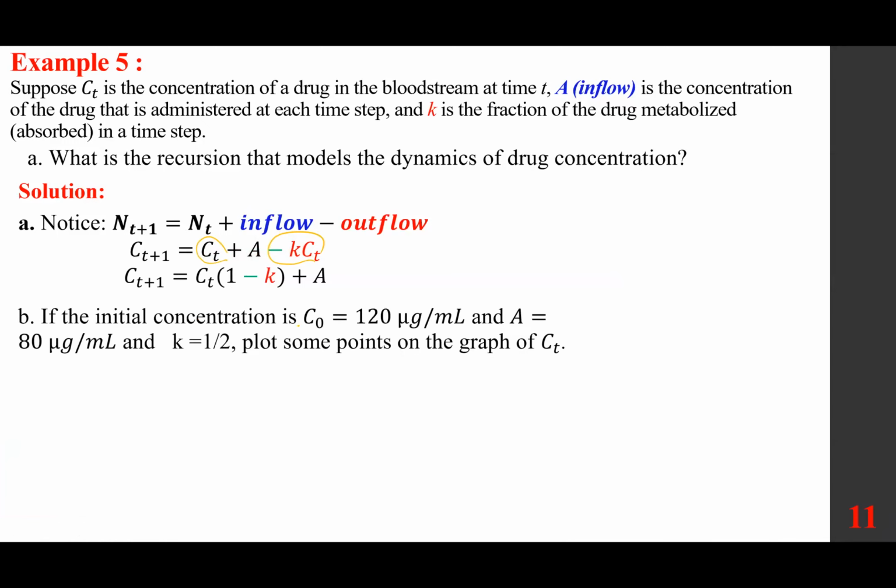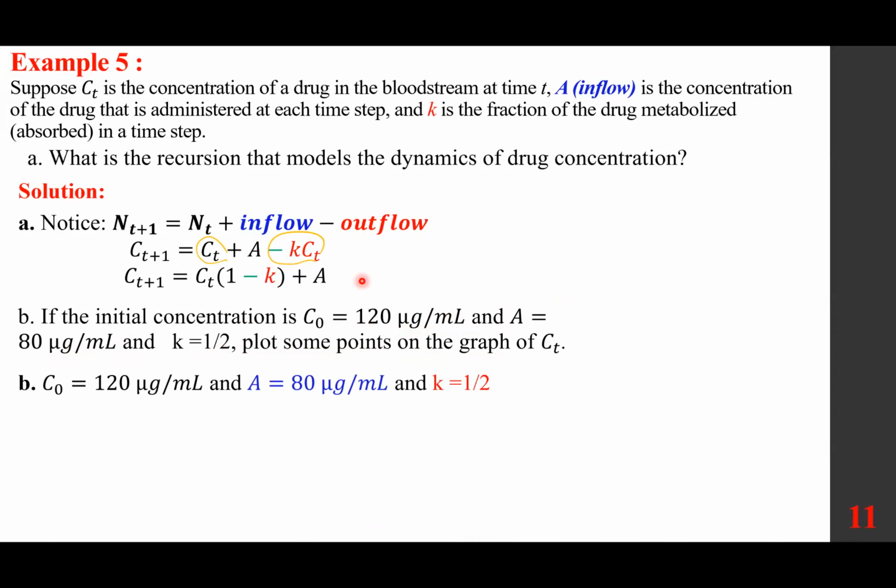Now, if the initial concentration C sub 0 is 120 micrograms per milliliter, and A is 80 micrograms per milliliter, and K is 1/2, plot some points on the graph and come up with the answer. So let's see how we do that actually. First and foremost, we are going to plug in by writing the information. In this case, C sub 0 is given, A is given, and K is 1/2.